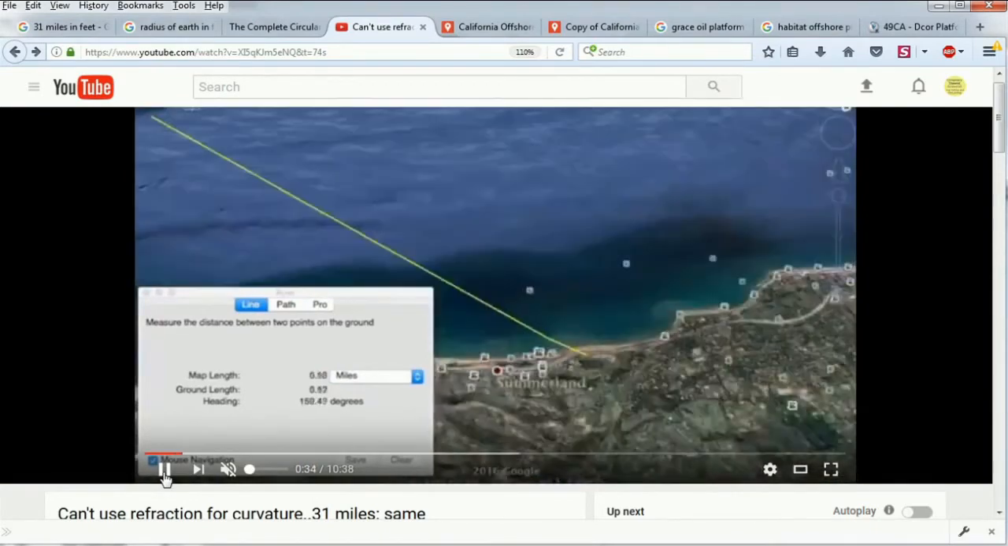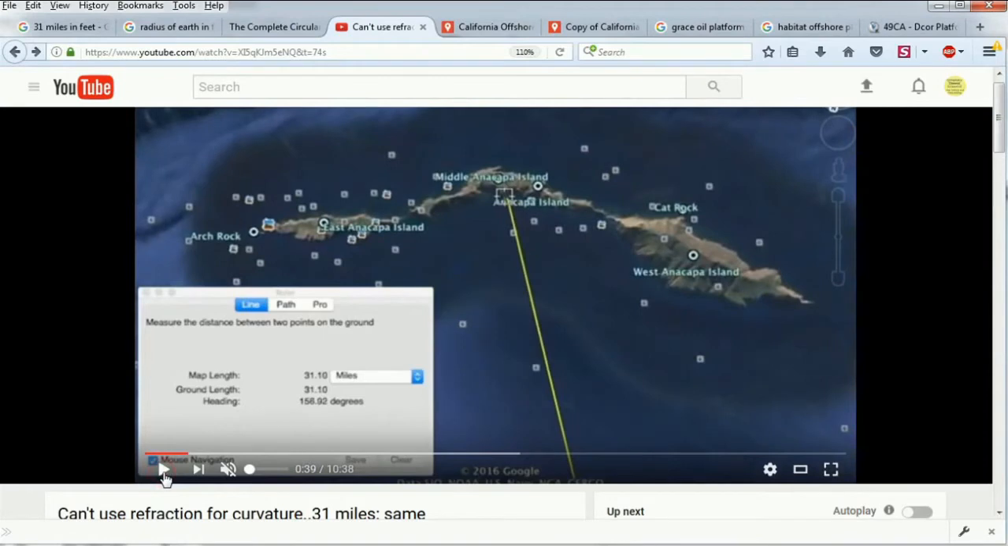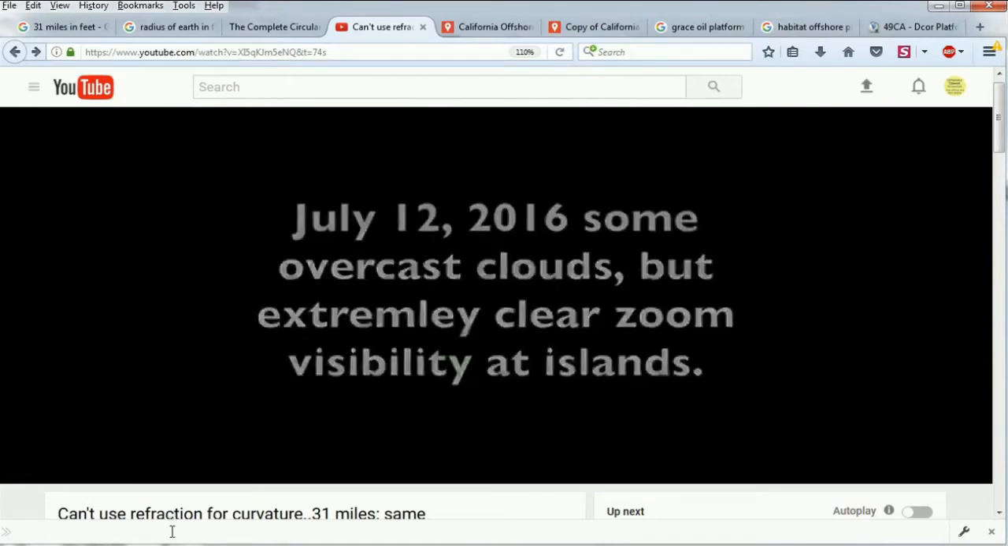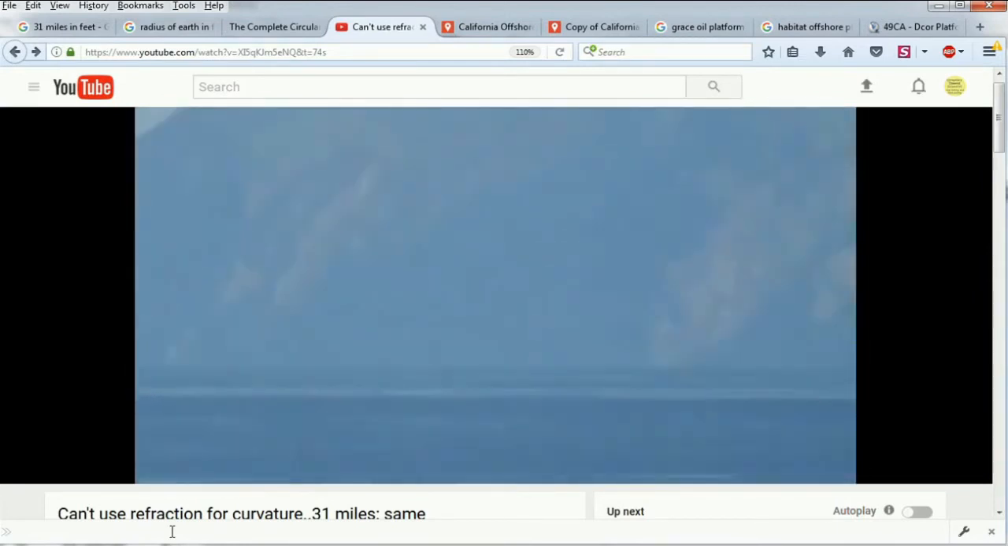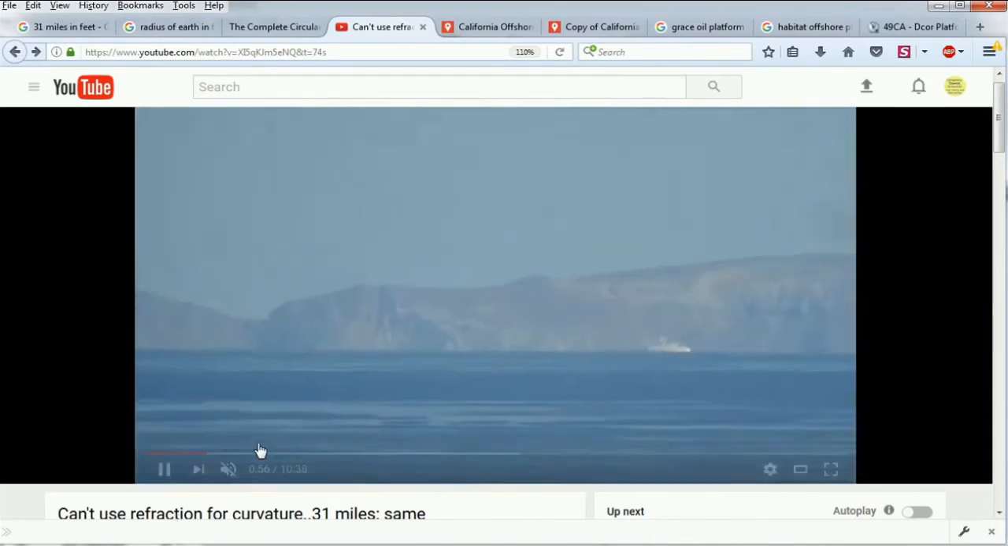Actually, some of the videos that he made were some of the videos that really caused me to question whether or not the Earth was flat. He just did some really good work, I thought. So here I just want to point out that that's Anacapa Island, and the distance is 31.1 miles. Okay. That is West Anacapa. This is going to be Center Anacapa.